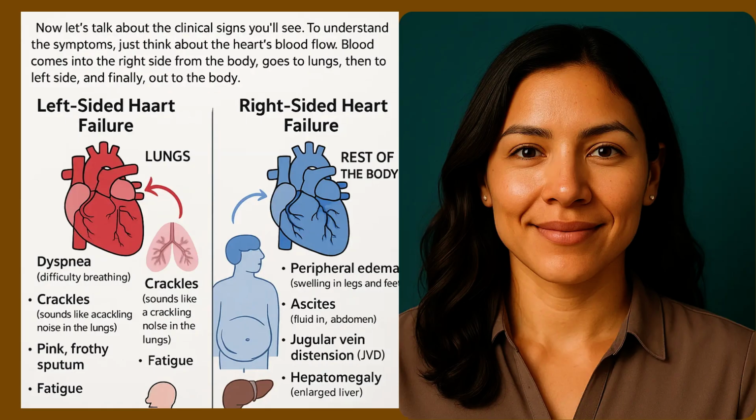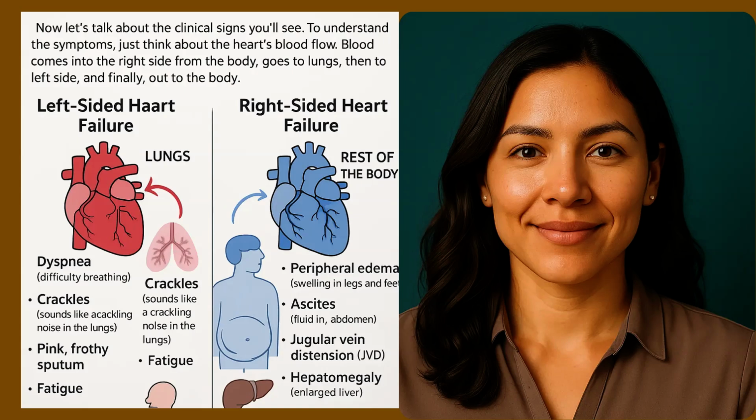Left-sided versus right-sided heart failure. Now let's talk about the clinical signs you'll see. To understand the symptoms, just think about the heart's blood flow. Blood comes into the right side from the body, goes to the lungs, then to the left side, and finally out to the body. Left-sided heart failure. When the left side fails, blood backs up into the lungs. This causes pulmonary congestion. You'll see symptoms like dyspnea, difficulty breathing; crackles, sounds like a crackling noise in the lungs; pink frothy sputum; fatigue.